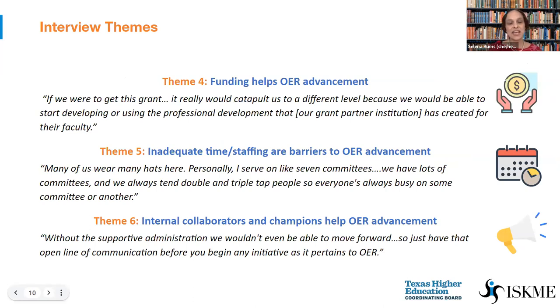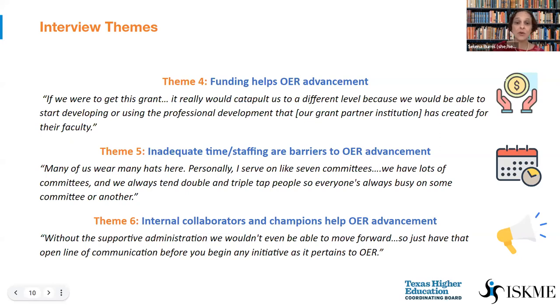So funding helps OER advancement. Four out of the five institutions that we interviewed were at the beginner level, so they were more advanced than some of the laggard or the interested institutions. It was very clear that funding made a big difference, but a lot of the funding that they saw as available was for OER creation. And there was a need for funding for other things, such as professional development that would help with faculty buy-in.